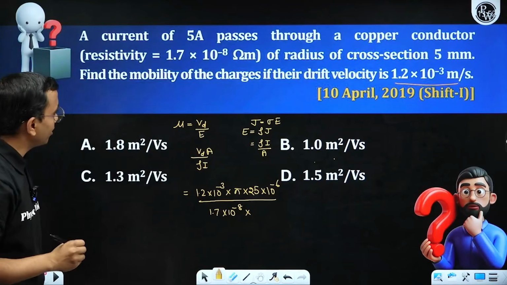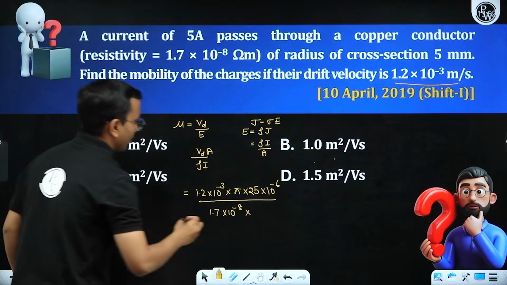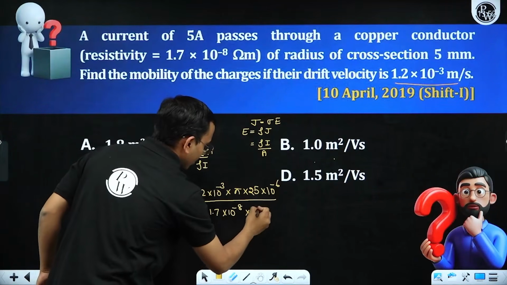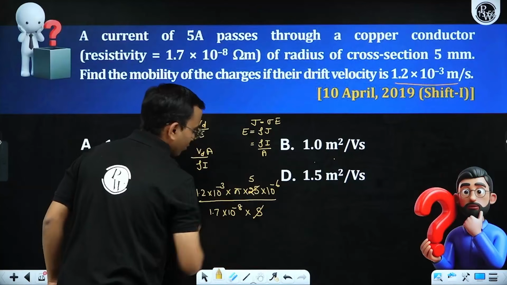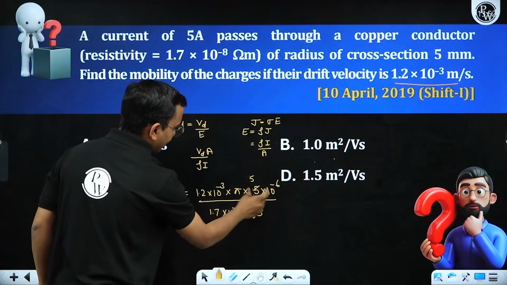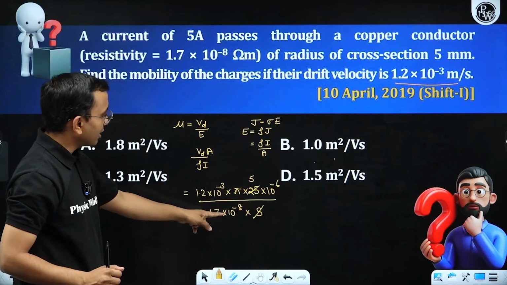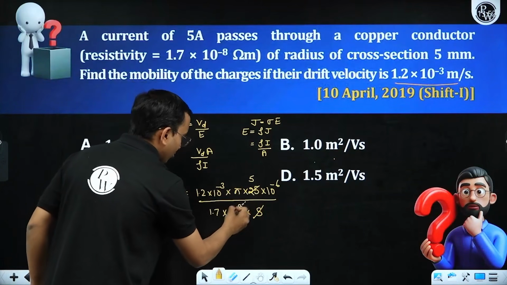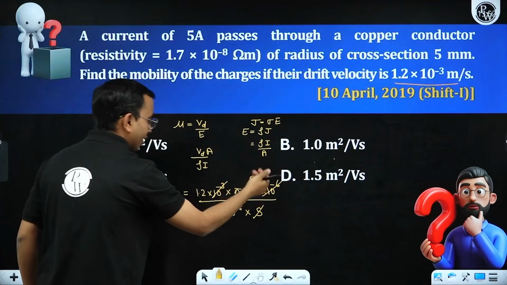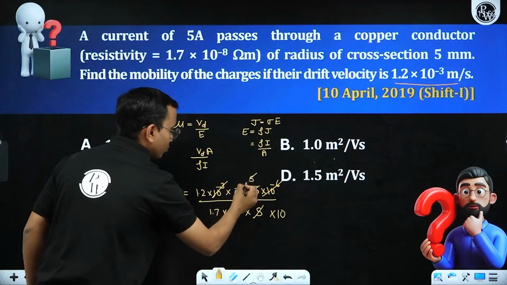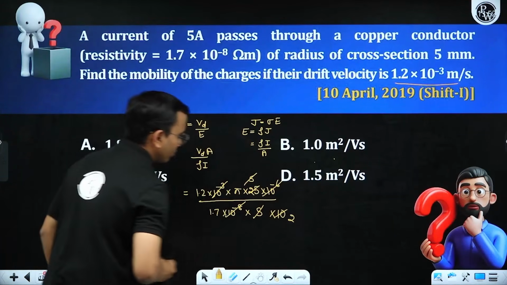And I is 5. Now this will be simplified. So this is 5, minus 6 and minus 3, so that will become minus 9. Minus 8 we are having in the denominator, so it will become minus 1. So minus 1 I can write as 1 by 10. I'll take 10 here, 5 into 2.